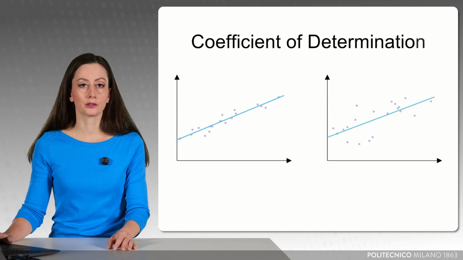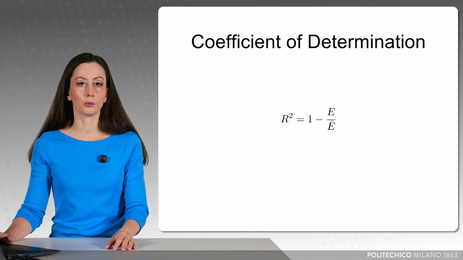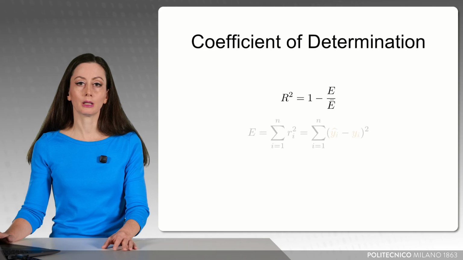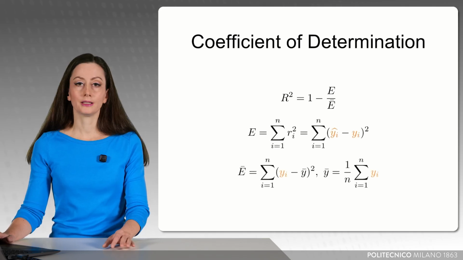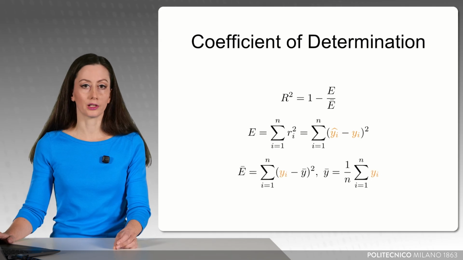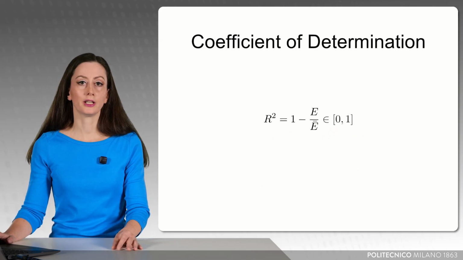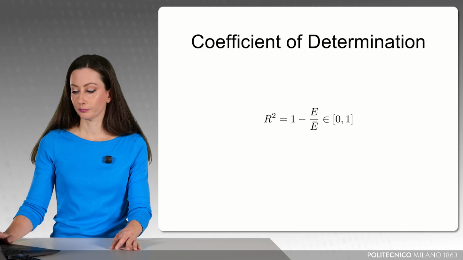One commonly used metric for this purpose is the so-called coefficient of determination, or simply R squared, which is defined as 1 minus E divided by E bar, where E is the sum of square residuals that we previously defined, while E bar is the sum of the squares of the distances of data points from the mean of y, denoted as y bar. R squared is a value between 0 and 1, and it measures the fraction of the variability of the data that can be explained by the model.